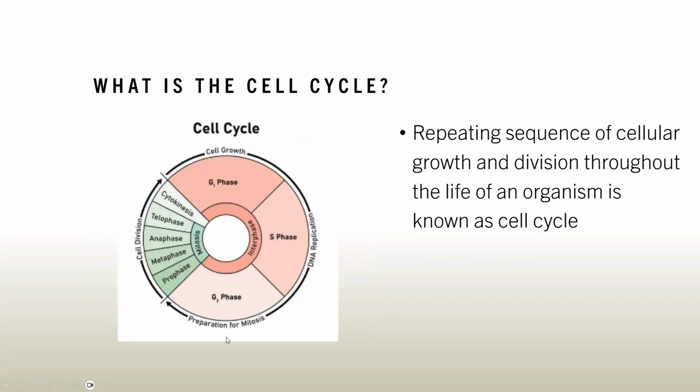If we look at the cell cycle, this is the cell cycle. These are the repeating sequences of cellular growth and division throughout the life of an organism. G1, S phase, and G2 is the longest phase, having 3 subphases, and this is known as interphase. Then comes the mitosis: prophase, metaphase, anaphase, telophase, and cytokinesis. The actual cell division occurs during this mitosis phase.